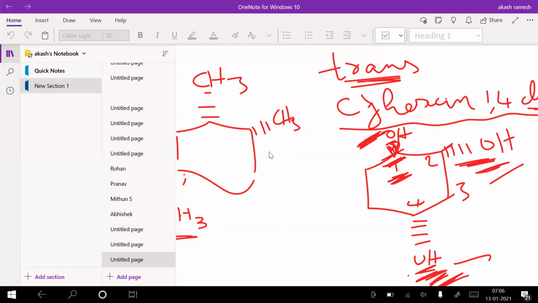And I told you the conditions in which C double bond C compounds will give geometrical isomerism. When you have a C double bond C, and the two other groups on each carbon are different, only then can you talk about geometrical isomerism. If not, that compound is not capable of giving geometrical isomerism. Okay, fine, so we'll move on.